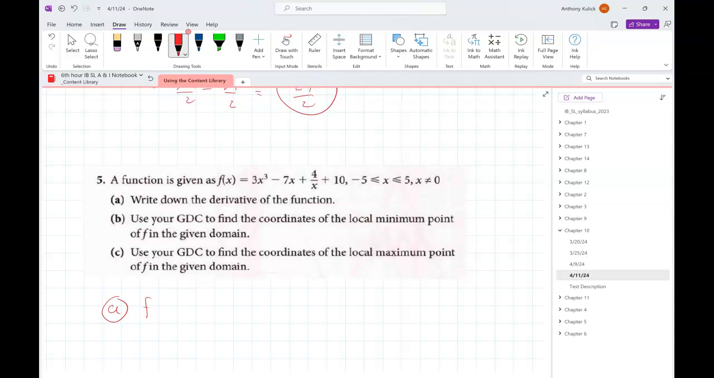Part A asks for the derivative of this function, 3x cubed minus 7x plus 4 over x plus 10 on the closed interval from negative 5 to 5, provided that x is not 0. What's the derivative here? Minus squared, minus 7 minus 4x.